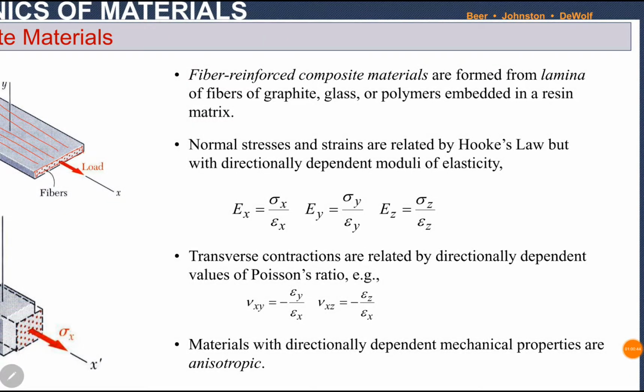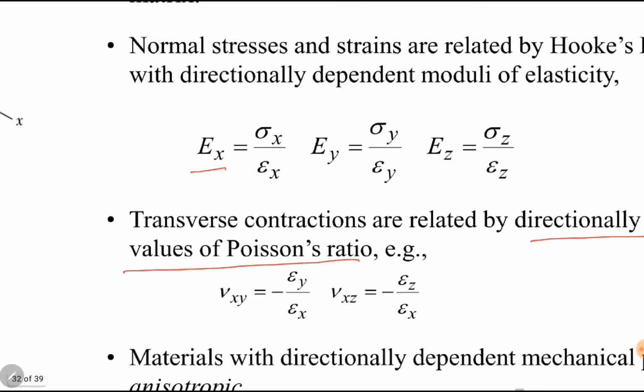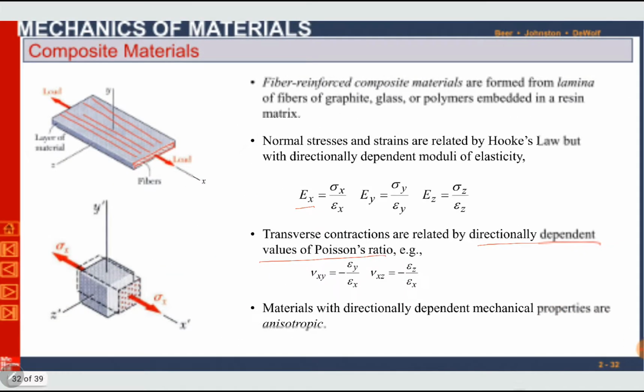Ex, the modulus of elasticity in the x direction, is equal to sigma x by epsilon x. Similarly, the moduli of elasticity in the y and z directions are also different. They are equal to sigma y over epsilon y and sigma z over epsilon z. Similarly, Poisson's ratio is different in different planes. Transverse contractions are related to directionally dependent values of Poisson's ratio. So Poisson's ratio in the xy plane will be equal to epsilon y over epsilon x. Poisson's ratio in the xz plane will be equal to epsilon z over epsilon x if the applied force is in the x direction.